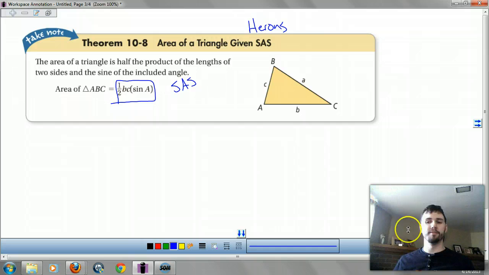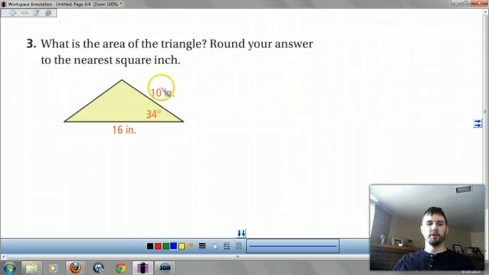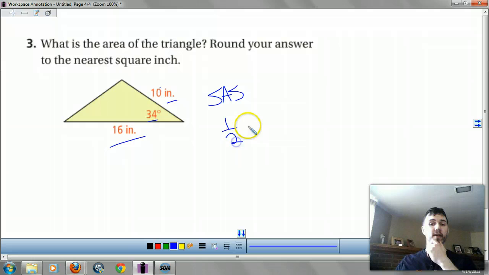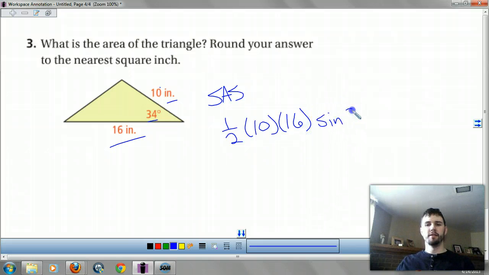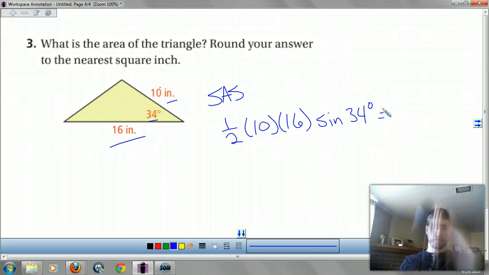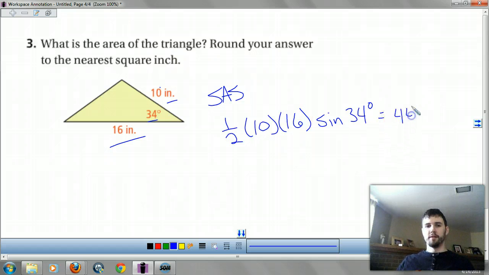You guys want to see it in action? Yeah, let's do that. So here we have a side, an angle, and a side. A lot of sass going on here, right? So we do 1/2 our side times our side times sine of the angle. We plug it into our calculator. You get 44.7 inches squared.